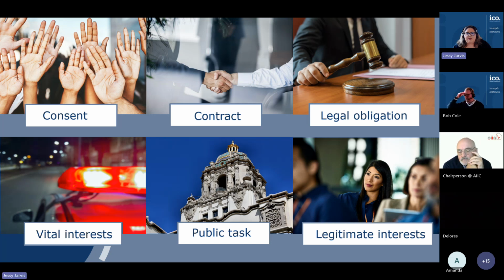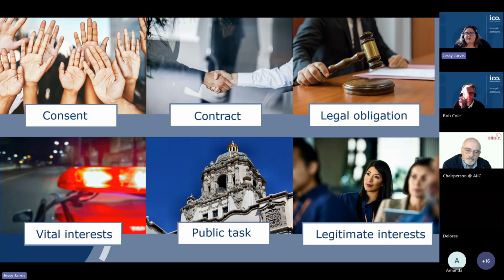The next one we've got is public task. So that is used by public authorities and organisations that are carrying out specific tasks in the public interest. So this lawful basis might be appropriate if you work on behalf of a public authority, such as a local council.